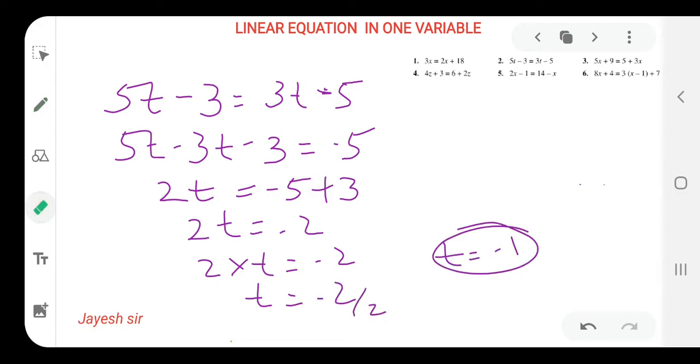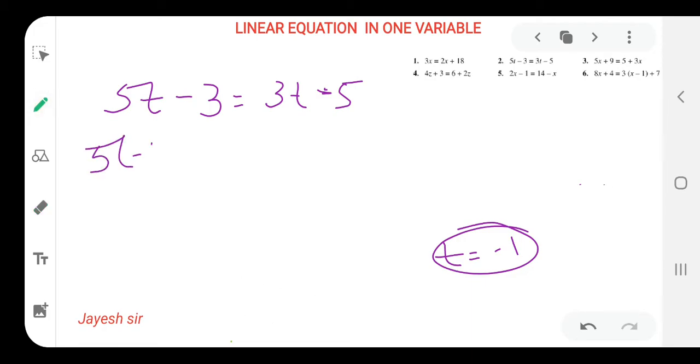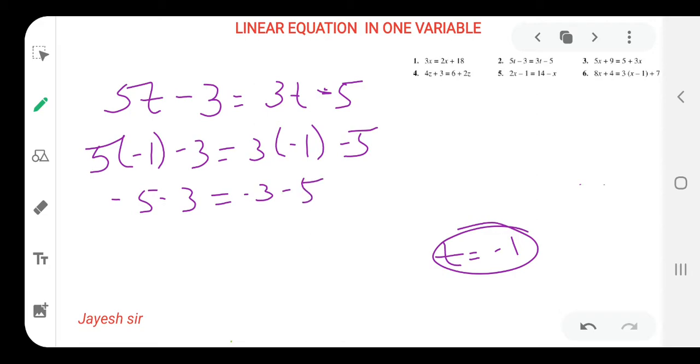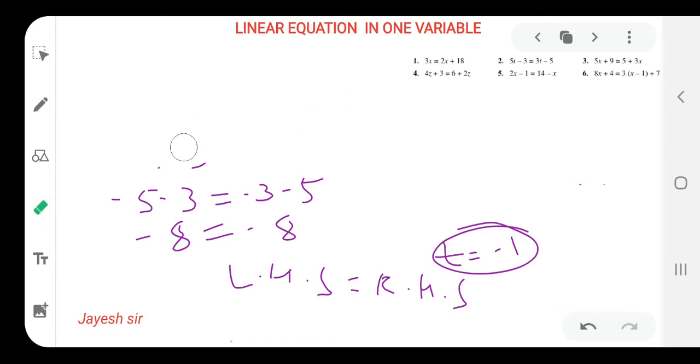So let's put the value of t as minus 1 in our given question and check whether the answer we have found is correct or not. 3 into minus 1 minus 5, friends. Yes, minus 5 minus 3 equals minus 3 minus 5. From this step only we are able to know that our answer is the same, but let's also solve it properly. From this statement we can say that our answer is correct. In this way you can check and verify whether your answer is correct in your exam also, friends.